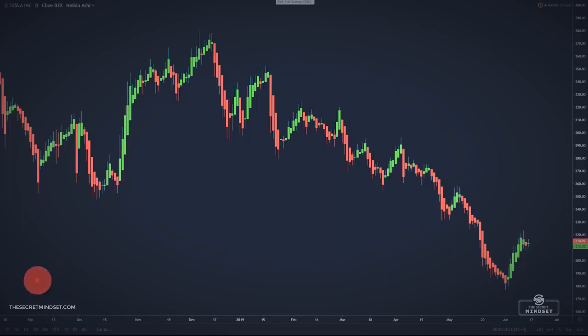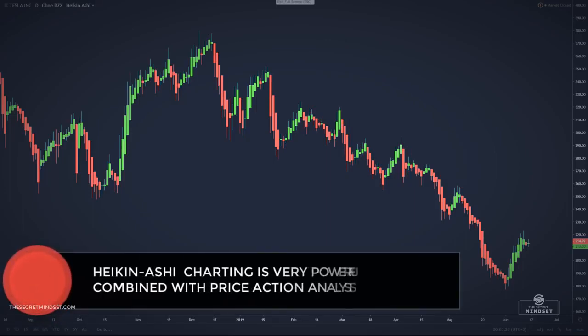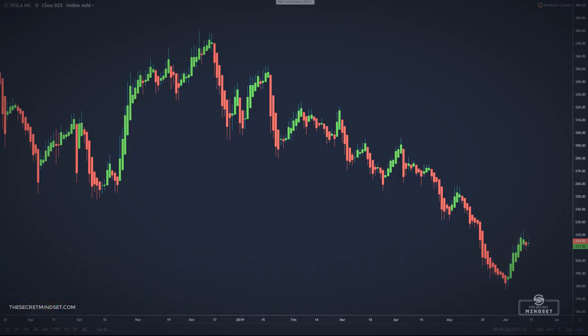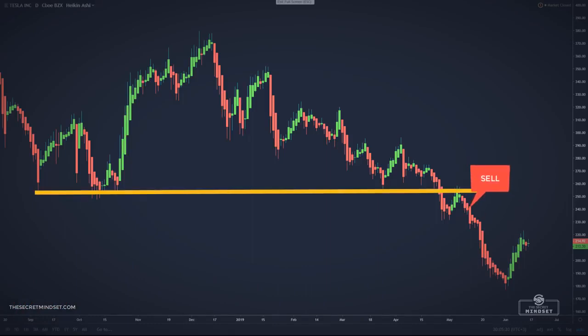Heikin Ashi charting is very powerful when combined with price action analysis. Look for the emergence of new trends or for the reversal of already existing ones. Look for support and resistance levels and important swing points, and keep in mind that this could act as future turning points on the chart.